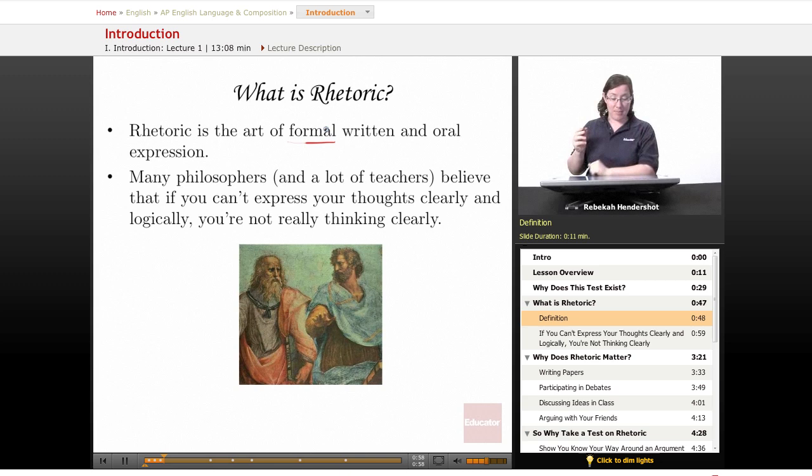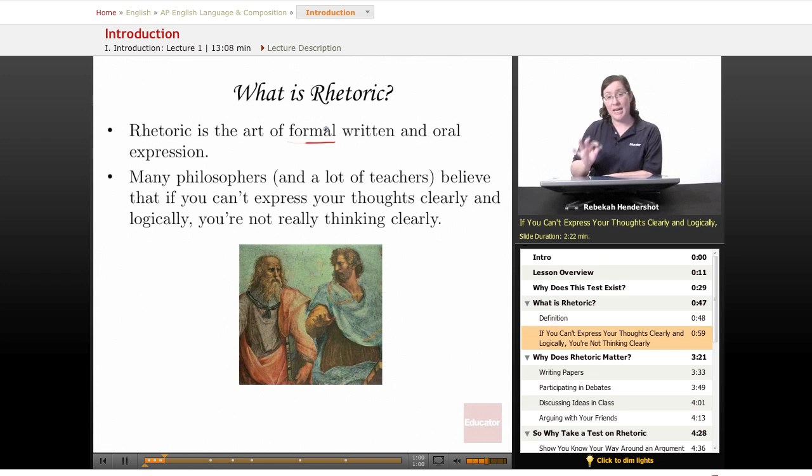Now, many philosophers and a lot of teachers believe that if you can't express your thoughts clearly and logically, you're not really thinking clearly. This is a school of thought that goes back to ancient Greece, to Plato and Aristotle. Many of these Greek philosophers believed that if you couldn't think clearly, if you couldn't break things down into little categories and do your argument in steps and work through every angle of your thoughts, you were probably missing something really important. You weren't thinking clearly and you weren't as reliable when you spoke. They actually got the art of thinking and speaking down to an art form and named it rhetoric.